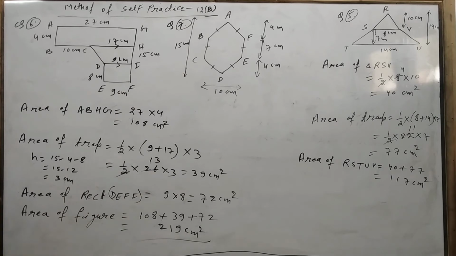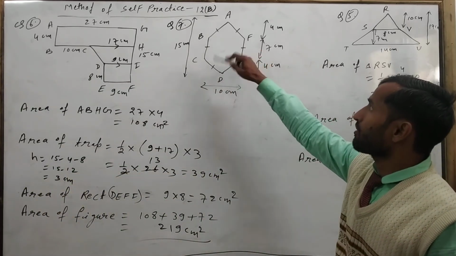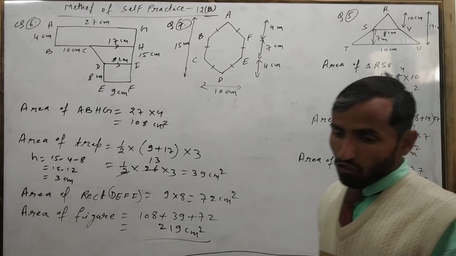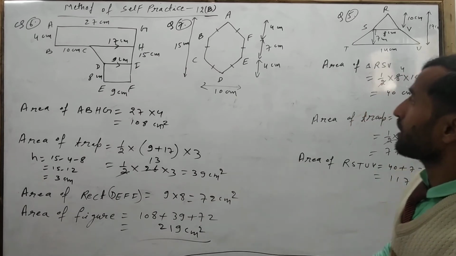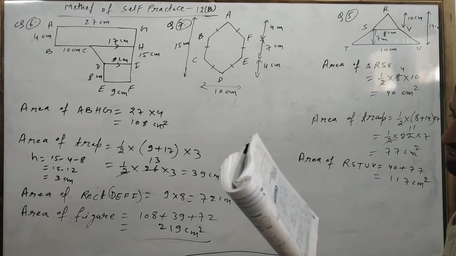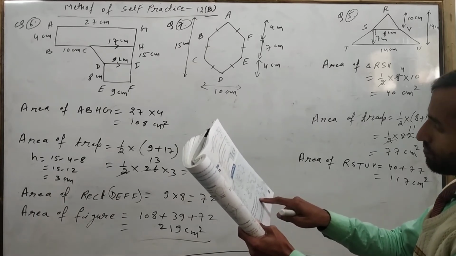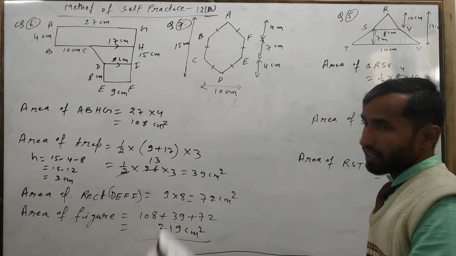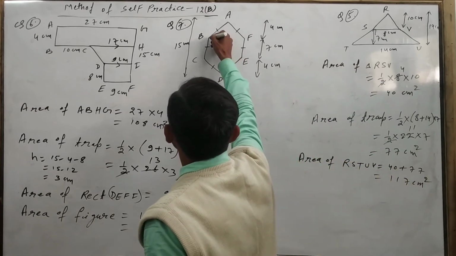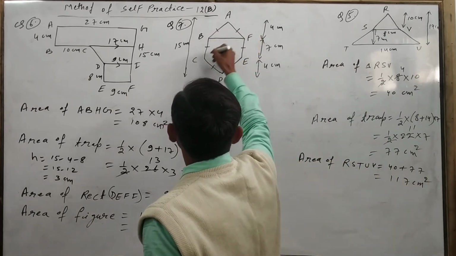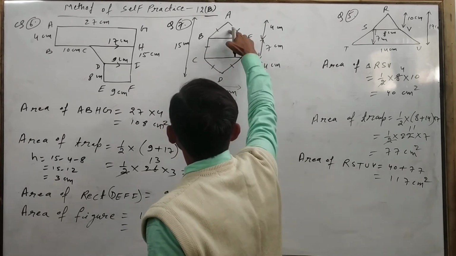Now we have to do question number 7. Here again a regular hexagon is given, and this question is asking us to find the area of the regular hexagon by using two methods. First method is by splitting it into two congruent triangles and a rectangle. So how will we solve here? Like this: this one is a rectangle and both of these are congruent triangles.